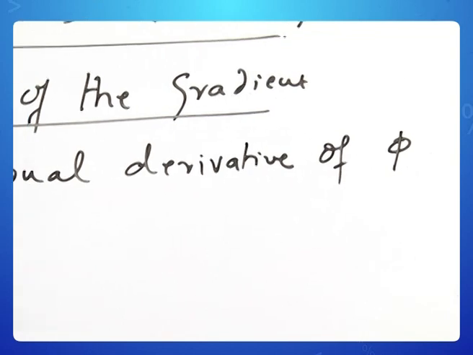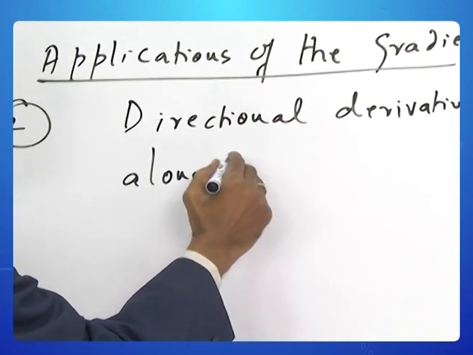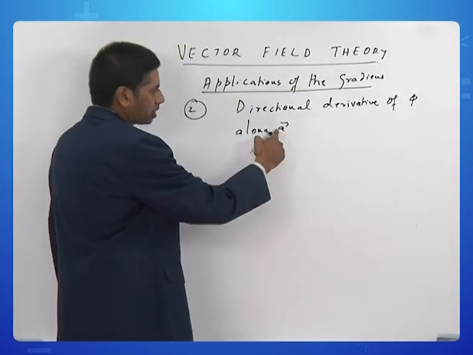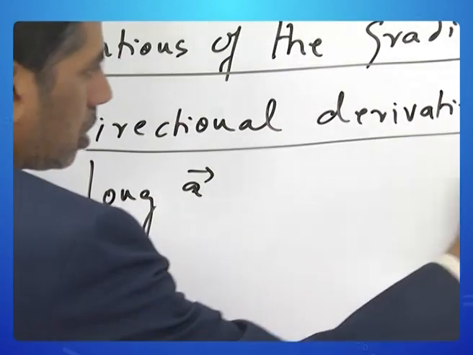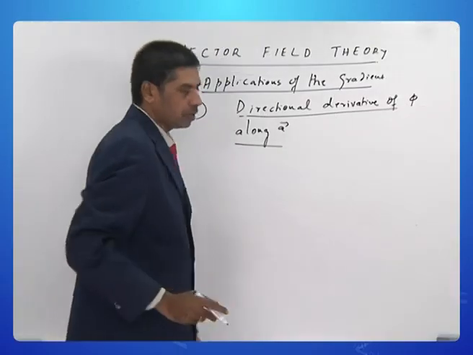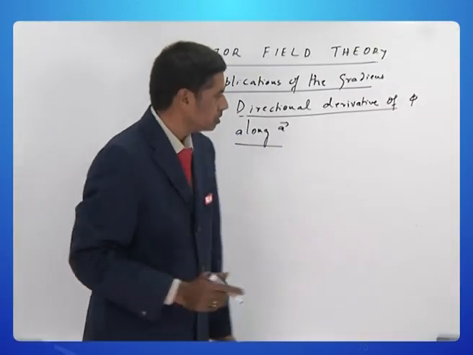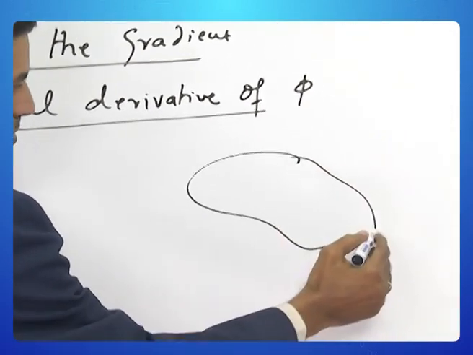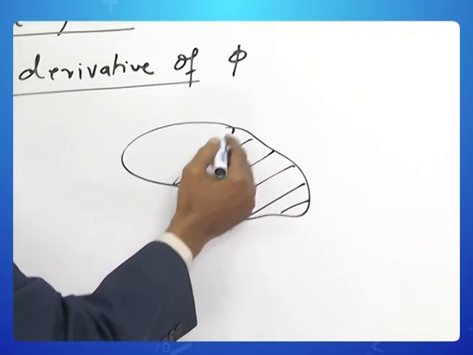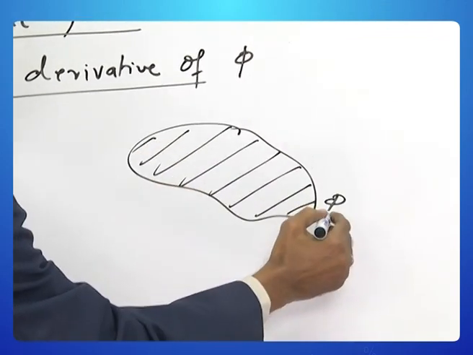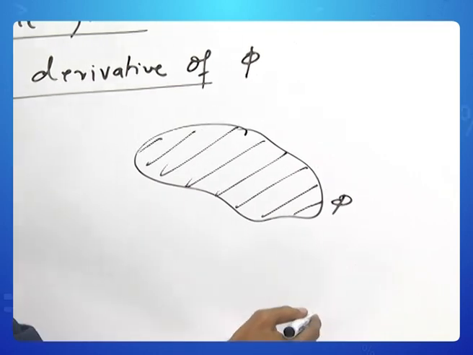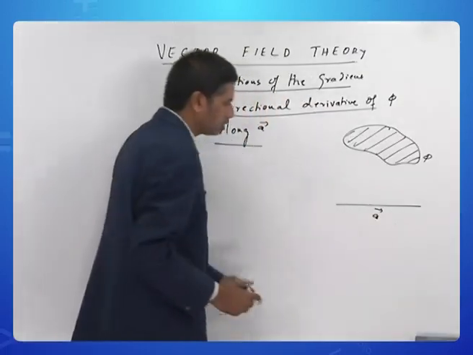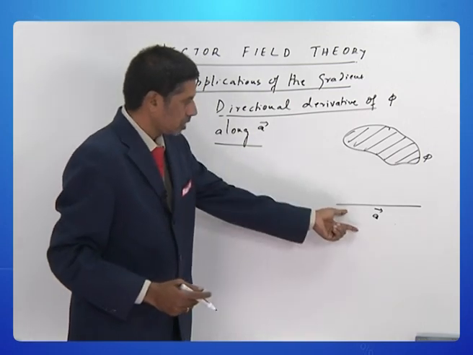Directional derivative of phi along A. Phi is a scalar function or a scalar potential, and A is a given direction. Now, the idea behind this application is we have some surface phi and we are given a certain direction A. This is a fixed direction.